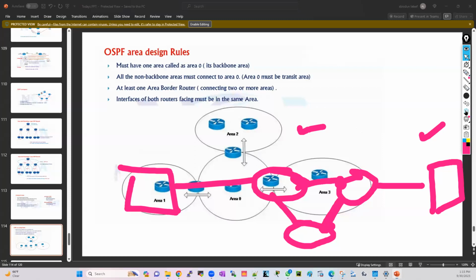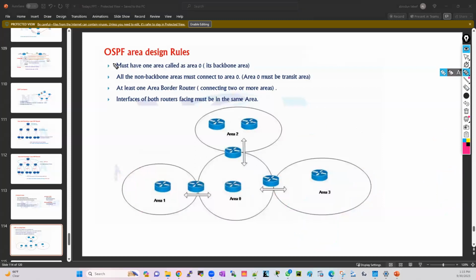Okay, the same thing I've said. This is a slide. Area design rules: you must have one core area. Must, you see, must have one core area, area 0. It is the backbone area. All non-backbone areas must connect to area 0. Area 0 must be the transit area. At least one area border router connected to two or more areas. Interfaces of both routers facing each other must be in the same area. I've touched base on that.